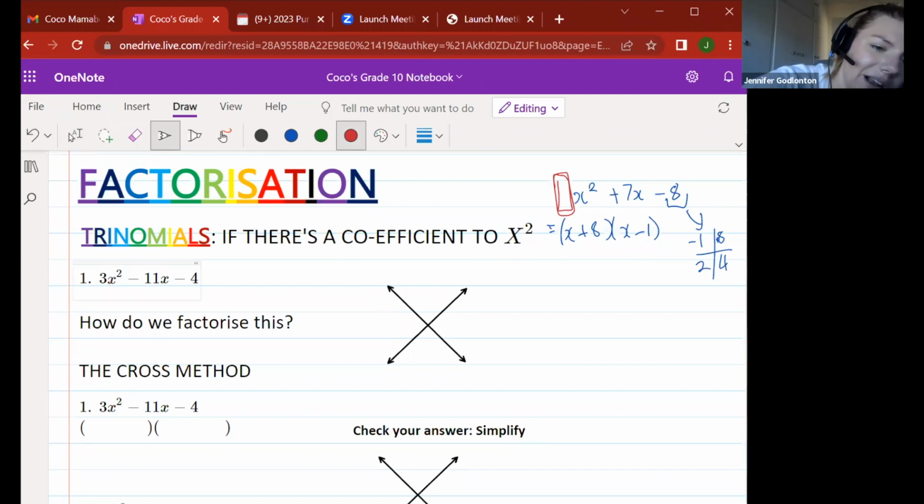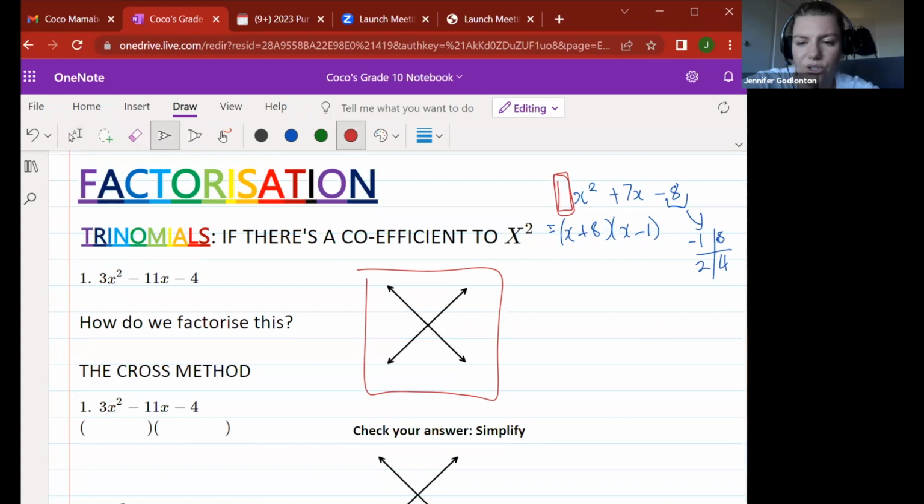Has anyone in class seen the cross method yet for your trinomials? Let me know. If you have seen it before, let me know. Okay. That's okay, Piwe. That's why I'm here.